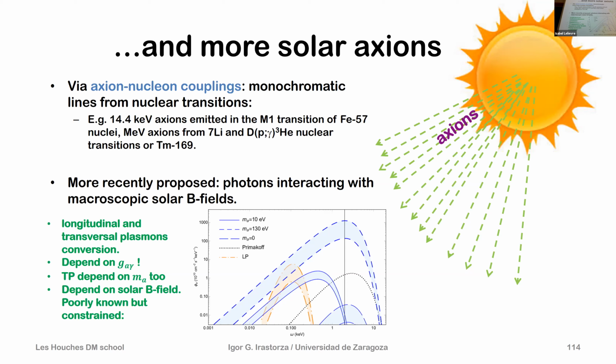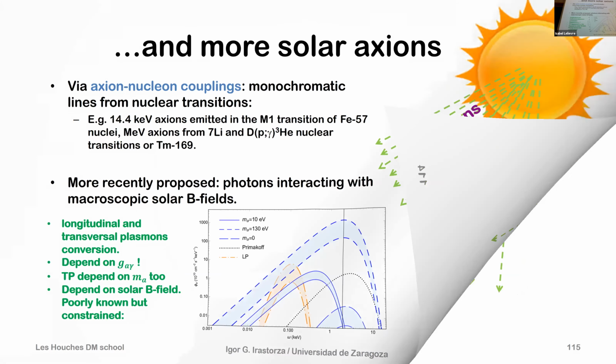And also there is another channel from transversal plasmons, but this one depends on the mass of the axion. It produces different possibilities depending on what the mass of the axion is. Anyway, this is just for completeness. This has not been searched for yet, it is too recent.